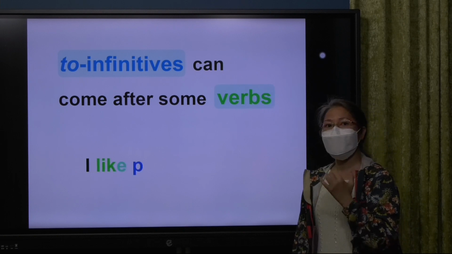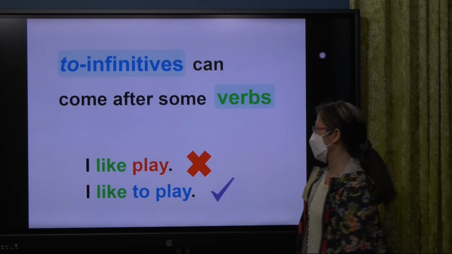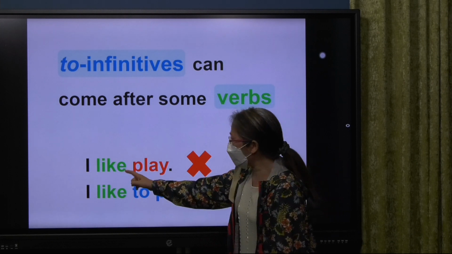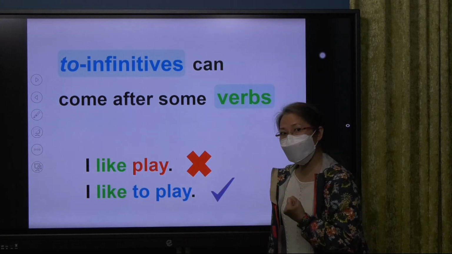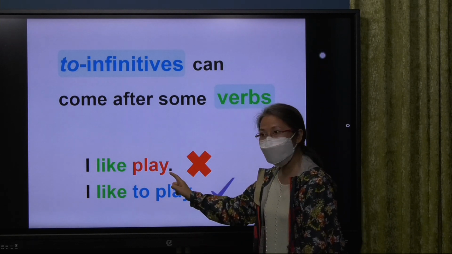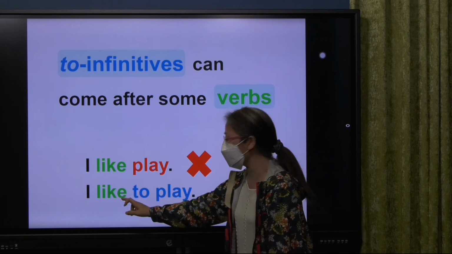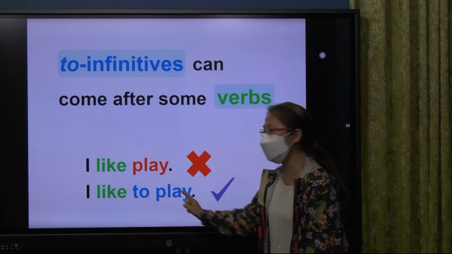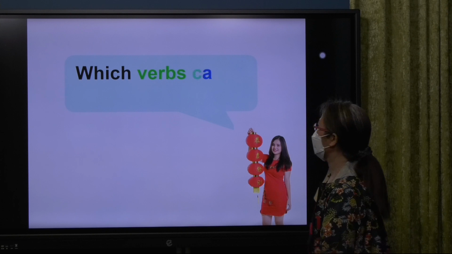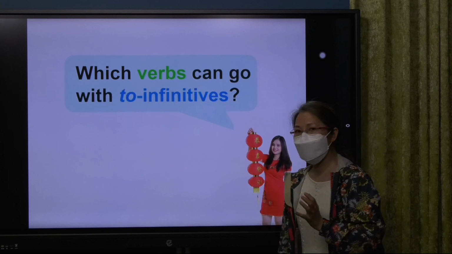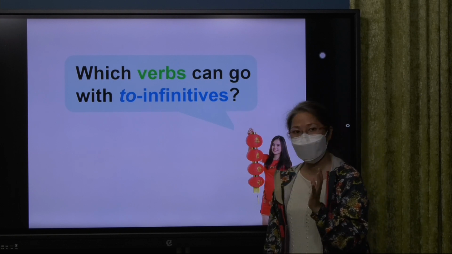We can use to infinitives after some verbs. Not all the verbs, remember. Look here. We cannot use one verb after another verb. So, in this case, we must change the second verb into another form. For some of the verbs, we can use to infinitive. For example, like. We can say, I like to play. We cannot use to infinitives for all of the verbs, but only for some of the verbs.